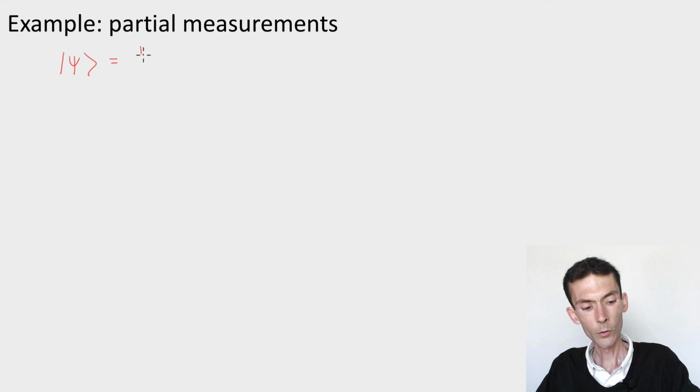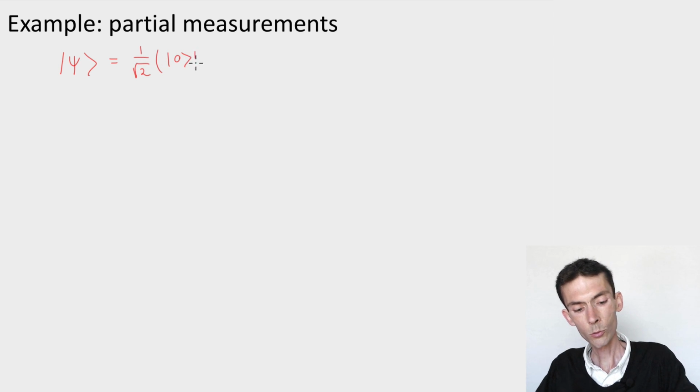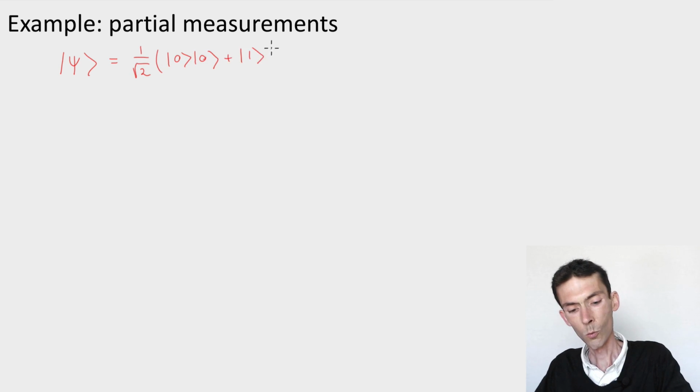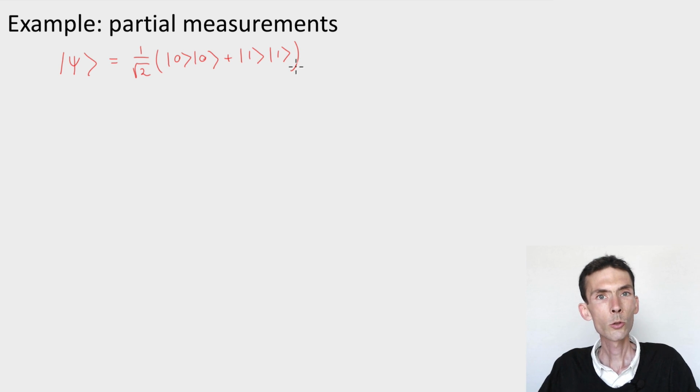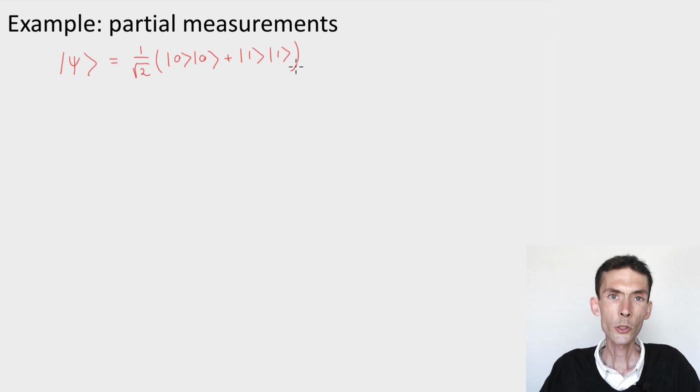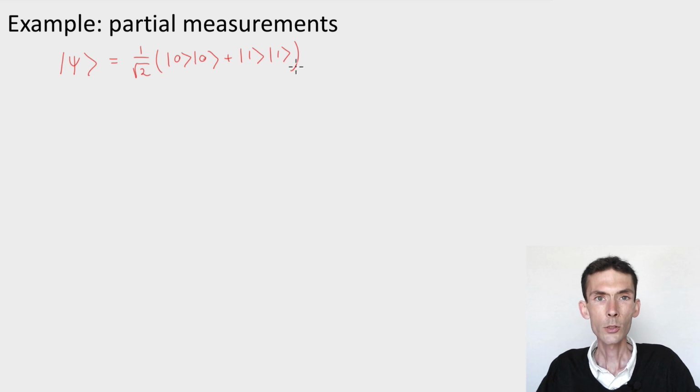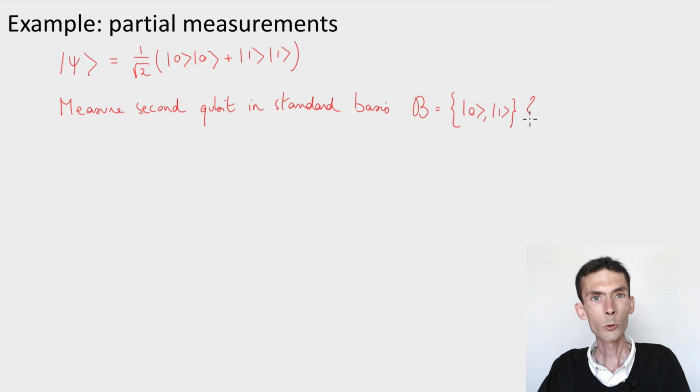This is a state that we've worked a lot with already, and I can write it as 1 over root 2, |00> plus |11>. And now suppose I want to perform a partial measurement on this state. I want to measure the second qubit in the standard basis, and I want to describe completely what happens to the system. So once we've decided what we wanted to do, the first thing is to figure out what is the POVM that describes the measuring operation that we're trying to perform.